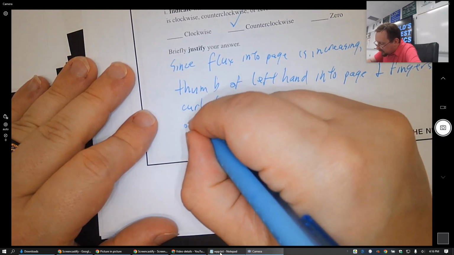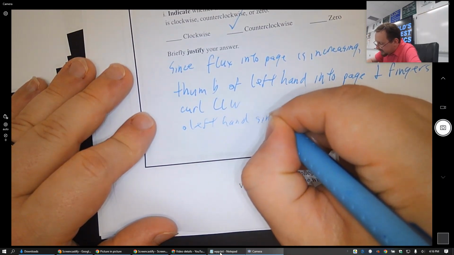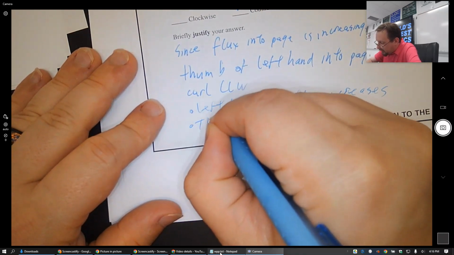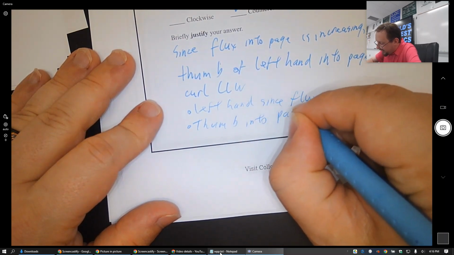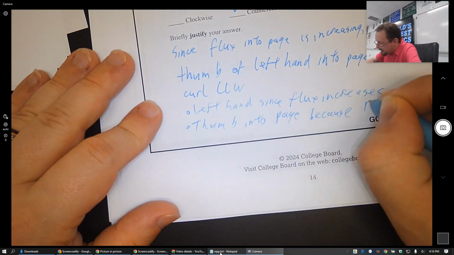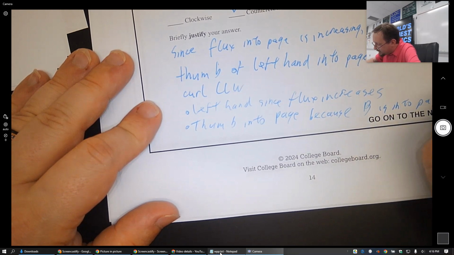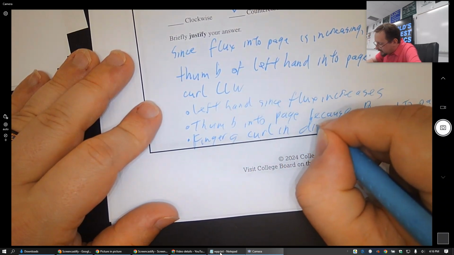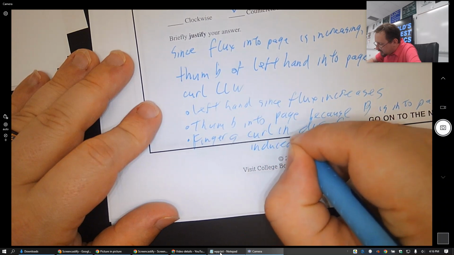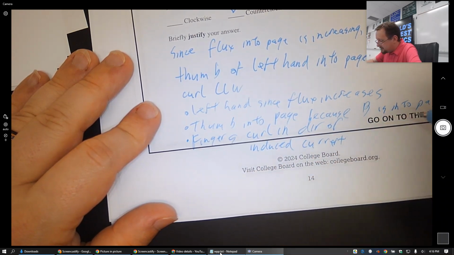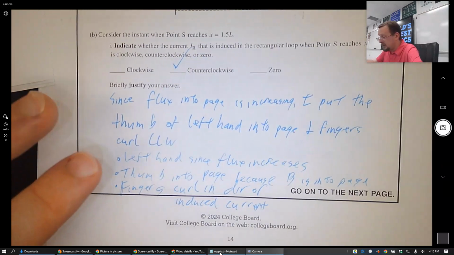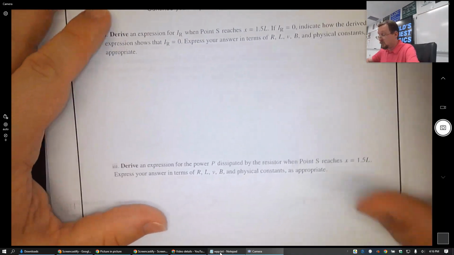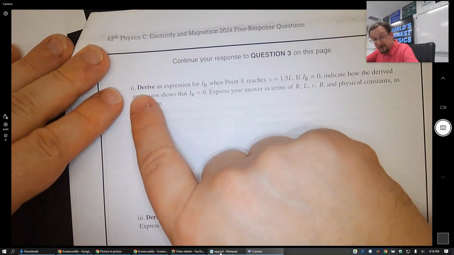Okay, let me sum it up for you. Left hand, since flux increases, thumb into the page because the magnetic field is into the page, and the fingers curl in the direction of the induced current. Let me just tell you, when you have to explain the right-hand rule to the reader, you have to basically treat them like they're completely clueless. You have to spell it out like you would to a third grader, in order to get all the points.